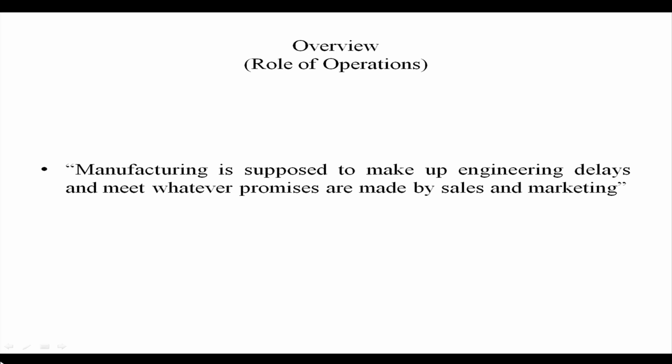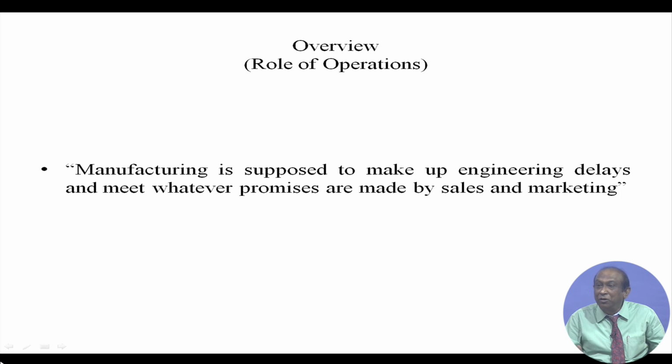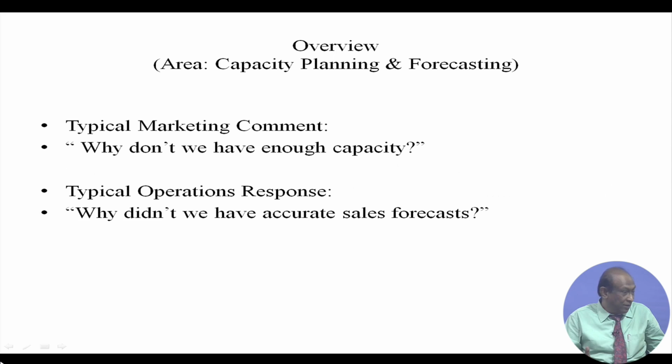So, people assume that manufacturing is supposed to make up engineering delays and meet whatever promises are made by sales and marketing. And that is everywhere; in every strategy meeting, this is the kind of scenario that takes place. Are you familiar with these typical comments? Typical marketing comment: why don't we have enough capacity? Typical operations response: why don't we have accurate sales forecasts?